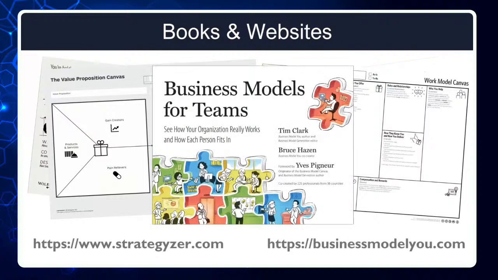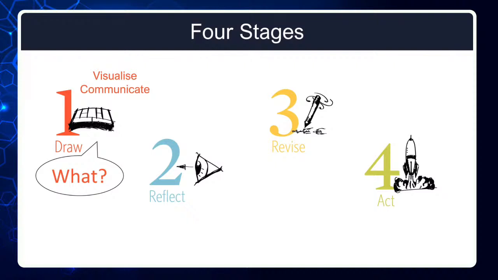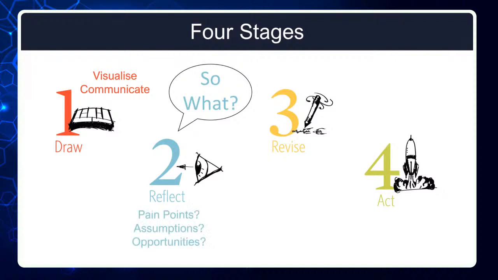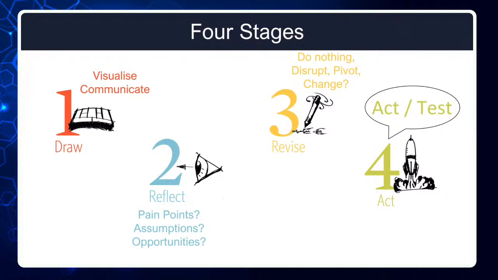There's also business models for teams, which allows you to use the same logic for a team canvas. So you can see you can operate at lots of different levels within an organization. In each case, the methodology is the same. You start off with what do we currently have in order to visualize and communicate your current situation. You then reflect on it and identify pain points, opportunities, assumptions, what have you, and then you revise it and you ask lots of what if questions. And now what? And then you can test what it is that you do by changing one or more blocks at a time.